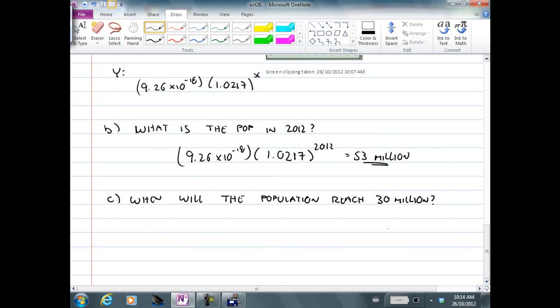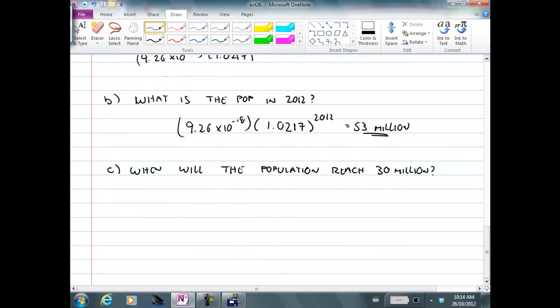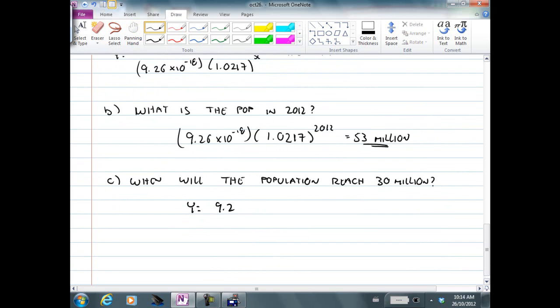I'm going to show you how to do this right now, because let's write down what you have. You have y equals 9.26 times 10 to the power of negative 18 times 1.0217x. See, we're not subbing in 30 for x anymore, but this is your y value now. So I'm going to show you how to solve this now. Before I said you're not ready for it, now you are. Here is how you're going to use your calculator to figure out x.